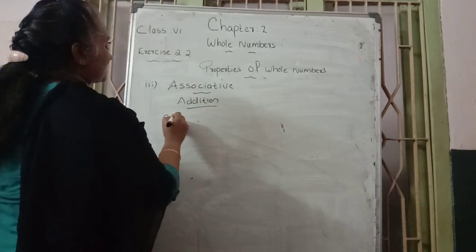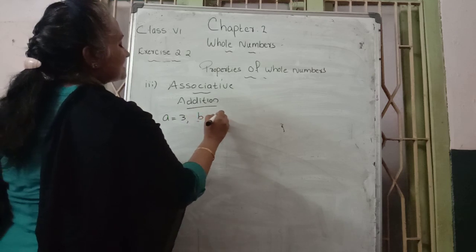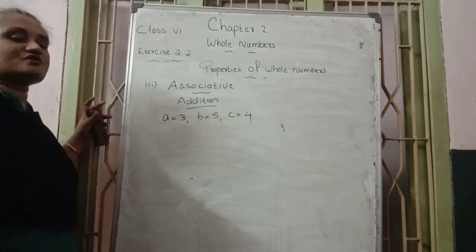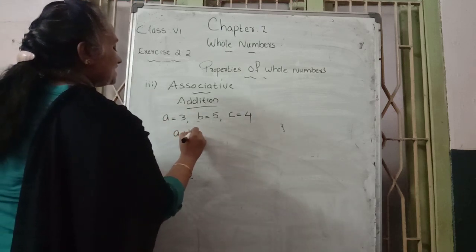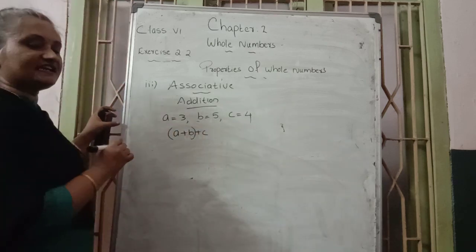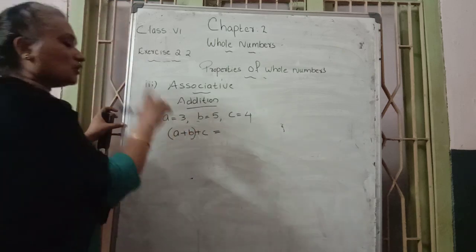Here, I consider the A value as 3, the B value as 5, and the C value as 4. This way I go into considering the general form. We can write it as (A + B) + C. That means the A and B values are added first, and that answer is added with the third value, C.